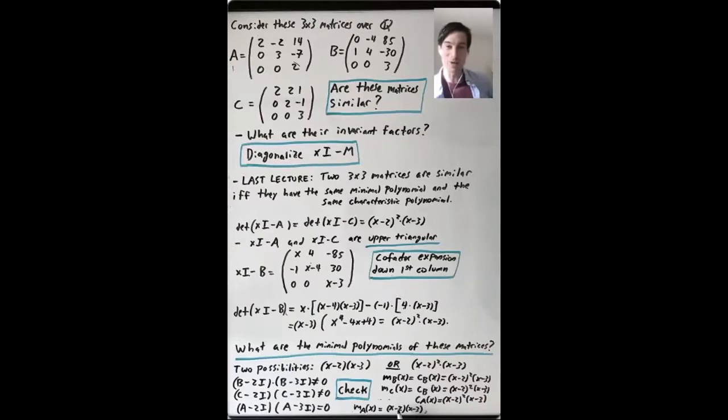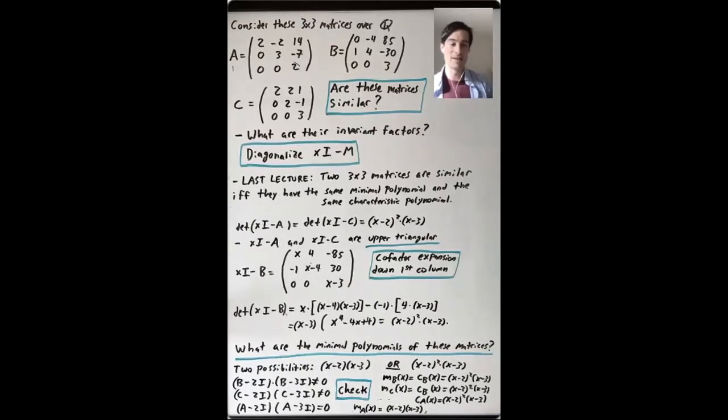There's only 1 degree left over. There has to be one more invariant factor that is the quotient of the characteristic polynomial divided by the minimal polynomial. So there's one more invariant factor that's just x minus 2. So we get x minus 2 and then x minus 2 times x minus 3. So in conclusion, B and C have the same invariant factors. They are similar. A has different invariant factors from B and C. So A is not similar to B and A is not similar to C.